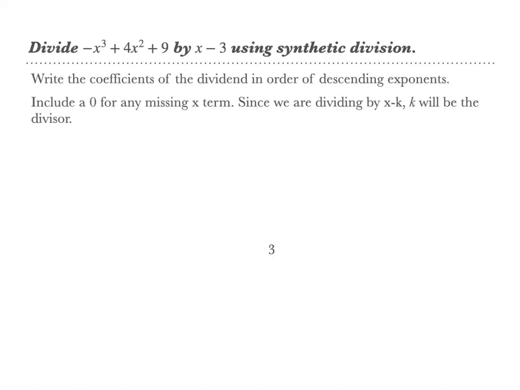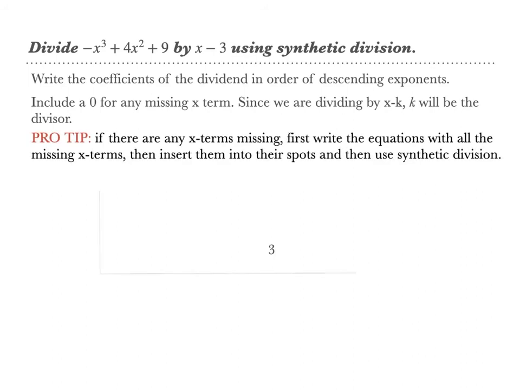So let's actually go through an example. So let's try and divide negative x to the power of 3 plus 4x squared plus 9 by x minus 3 using synthetic division. So the steps are just bringing the number down, multiplying it by the k term, and then putting it below and then adding those numbers and repeating the process. So it's just add, bring down, and multiply.